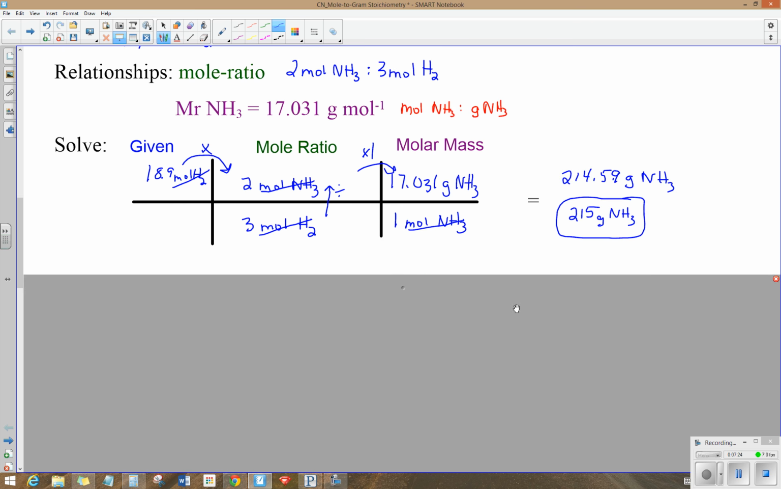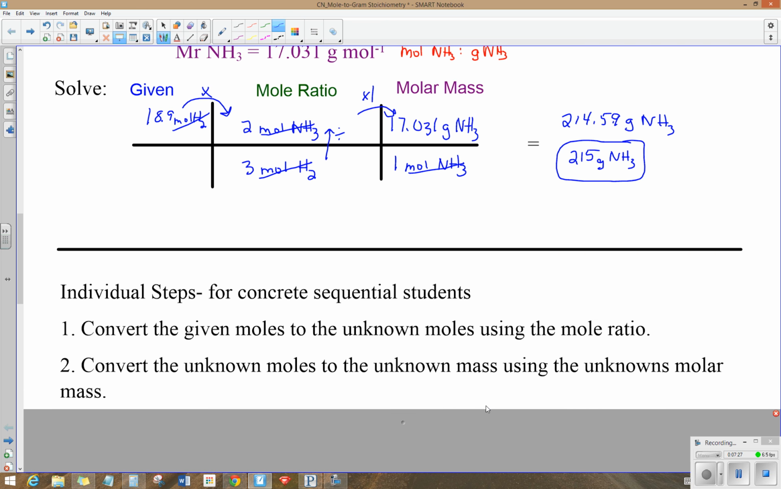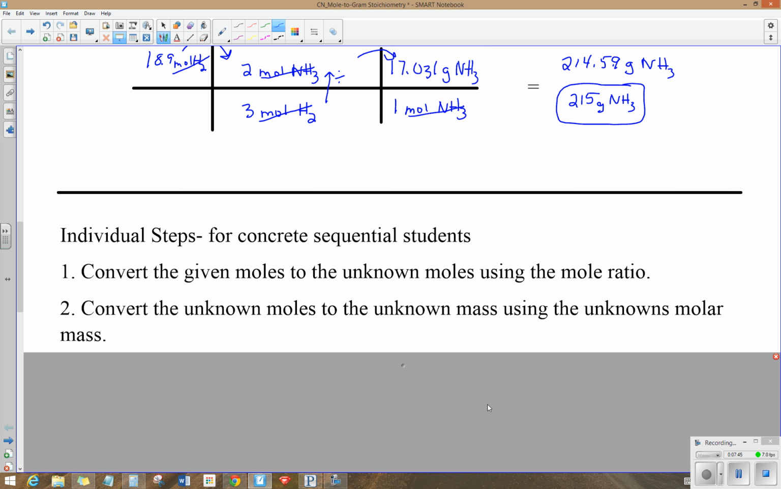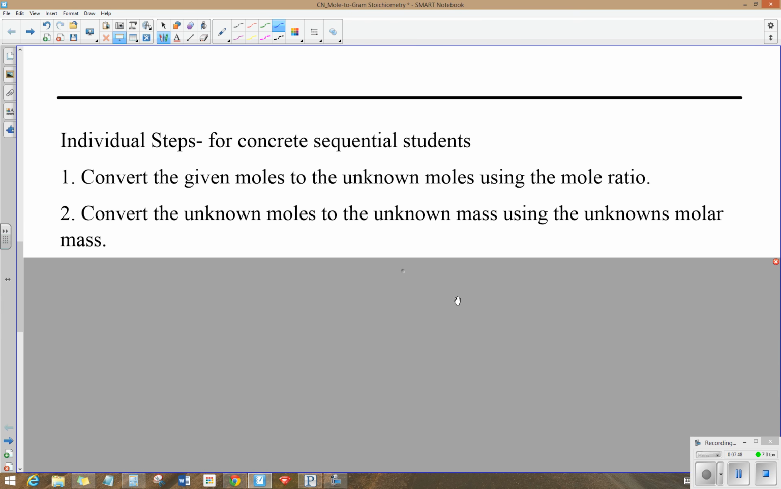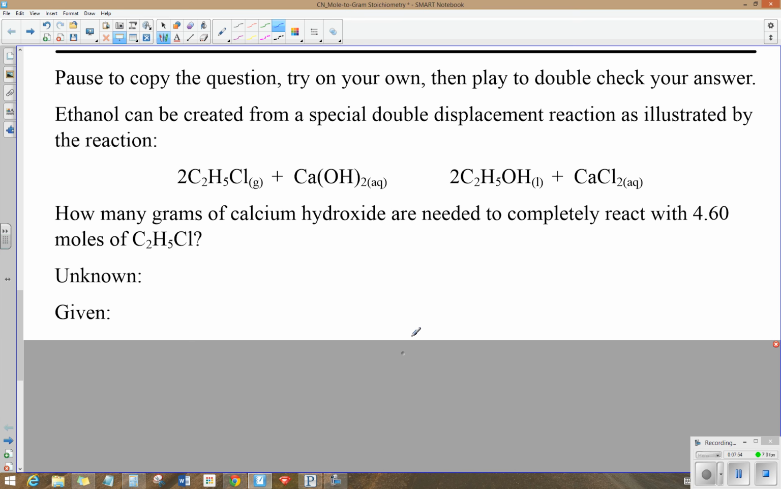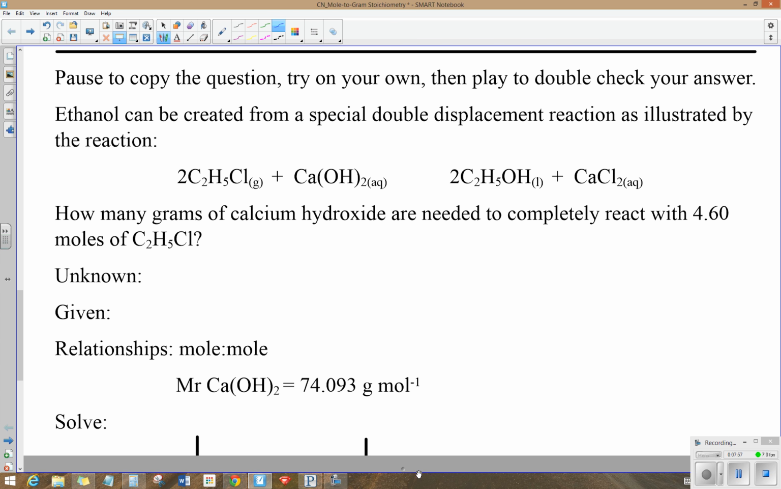Now, for those of you who need the actual individual steps, for our concrete sequential learners, step number 1, convert the given moles to the unknown moles using the mole ratio. And then step 2, convert the unknown moles to the unknown mass using the unknown's molar mass. Okay? So let's take a look at another problem. Again, in this section, you want to copy the problem down, try it on your own, pause it while you're doing that, and then press play to double check.